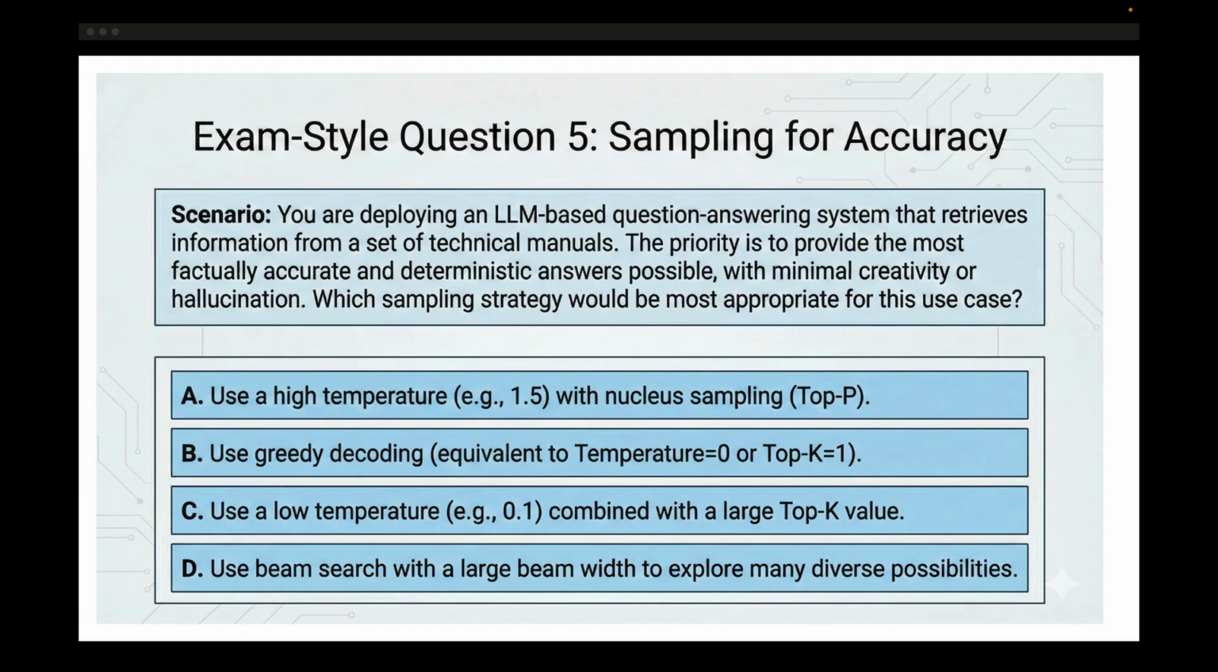Okay, last question. You are deploying an LLM-based question answering system that retrieves information from a set of technical manuals. The priority is to provide the most factually accurate and deterministic answers possible, with minimal creativity or hallucination. Which sampling strategy would be most appropriate for this use case? Remember, we want facts, not creativity. Which option ensures that?